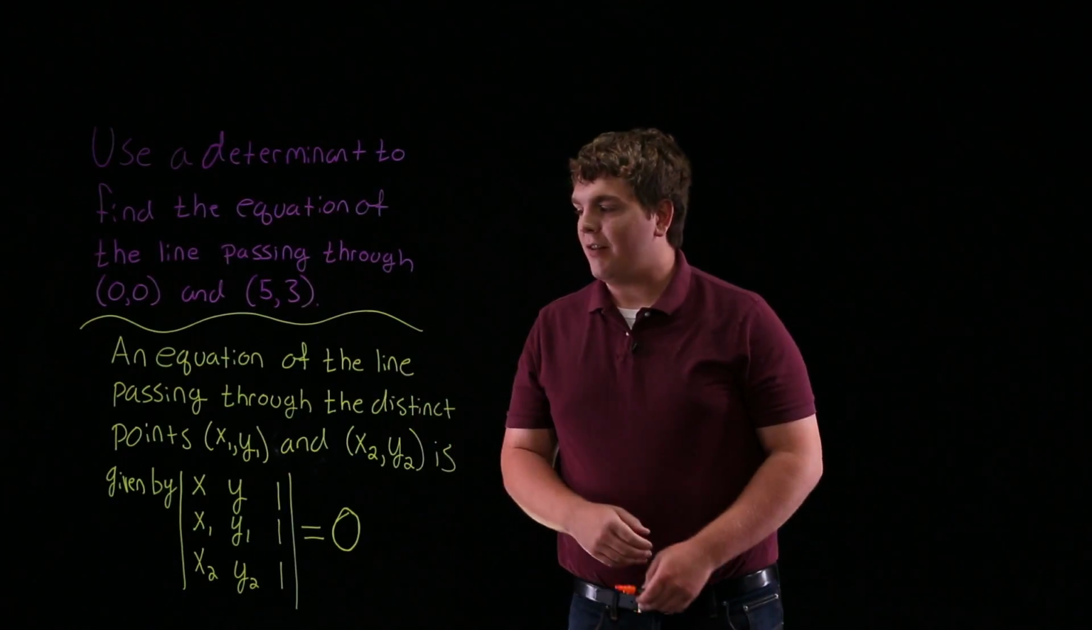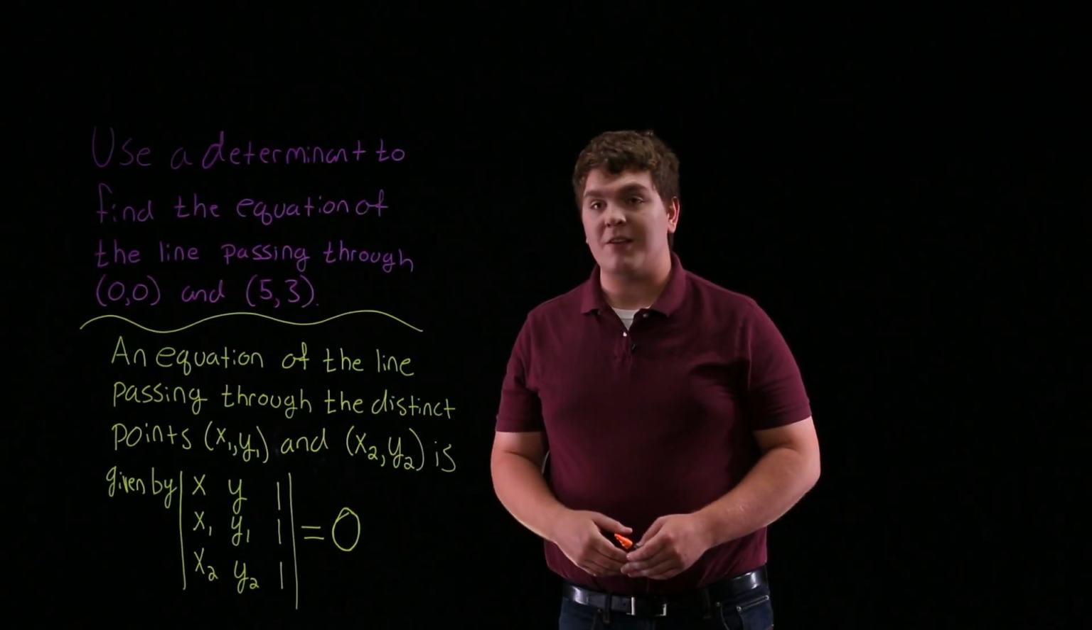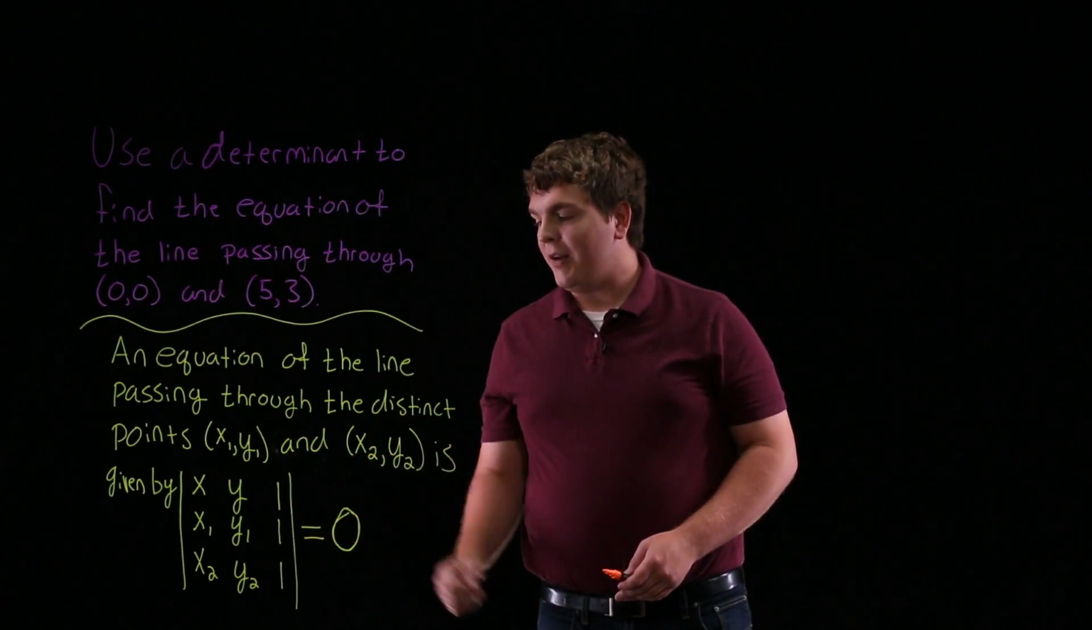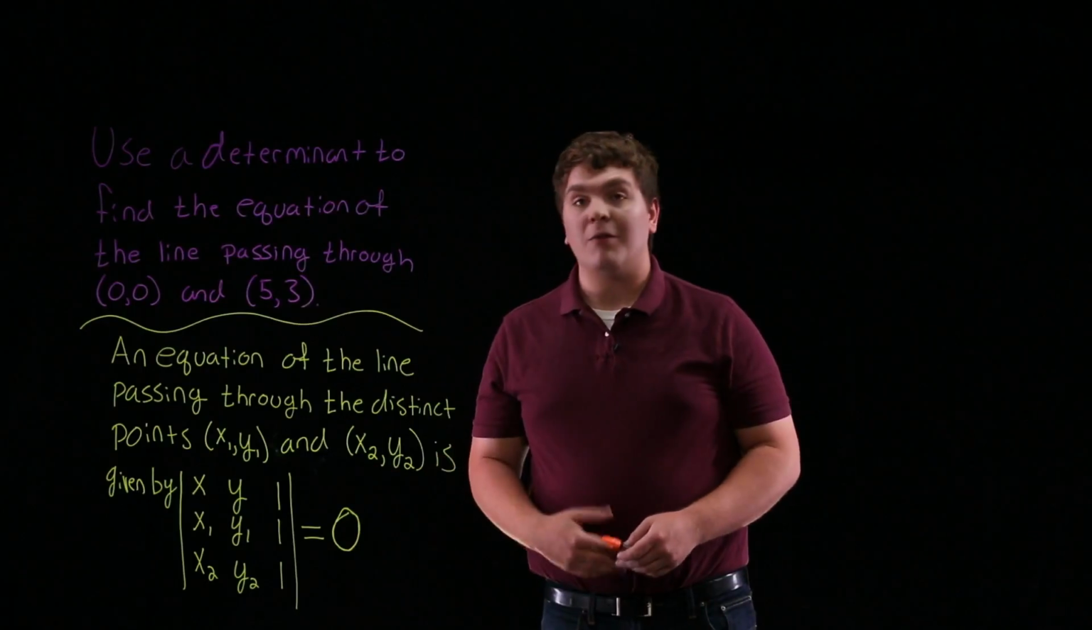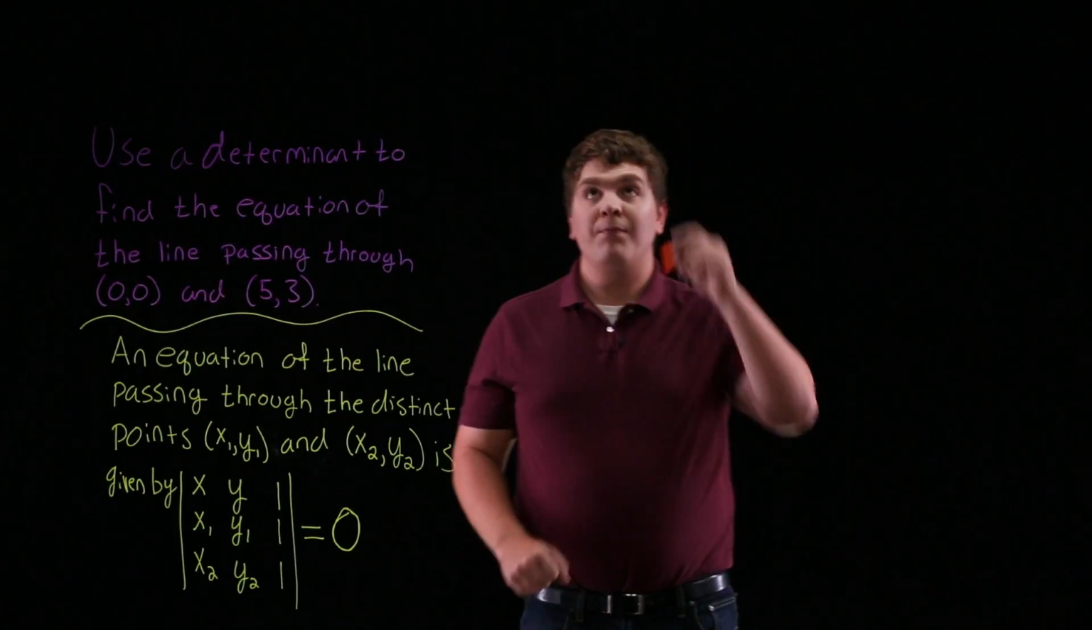The equation of the line passing through the distinct points (x1, y1) and (x2, y2) is given by the determinant of this matrix being equal to 0. So let's begin by setting up this matrix here.